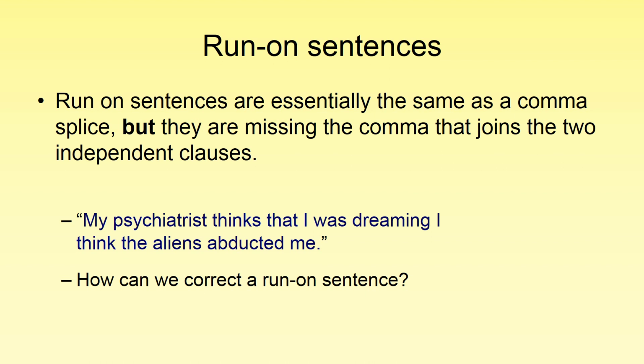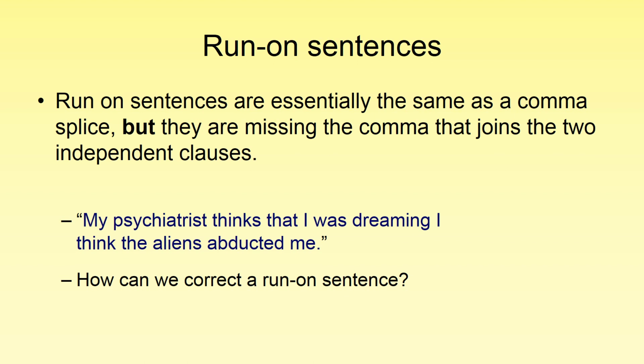Run-on sentences are pretty easy to learn if you understood comma splices. They are simply a comma splice without the comma. Let's take a look at an example. My psychiatrist thinks that I was dreaming. I think the aliens abducted me. If we read this without the pause that I added, you'll see that it's quite awkward. My psychiatrist thinks that I was dreaming. I think the aliens abducted me. Hopefully you can feel that there's a problem area, and this is where the two clauses are not joined by any punctuation. How can we correct this?